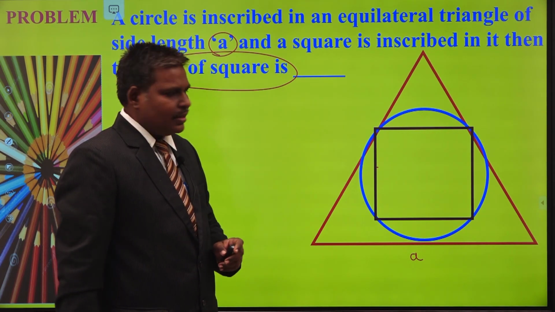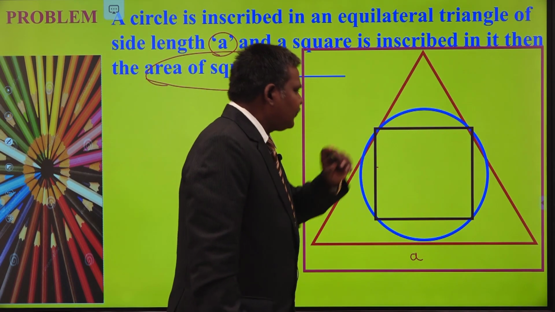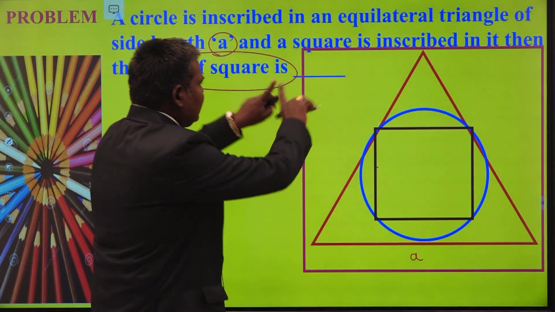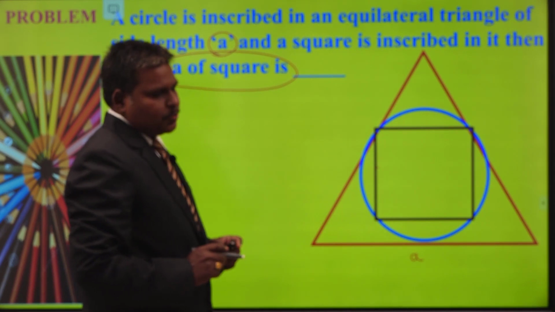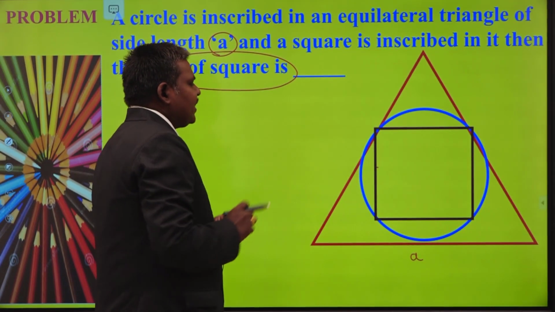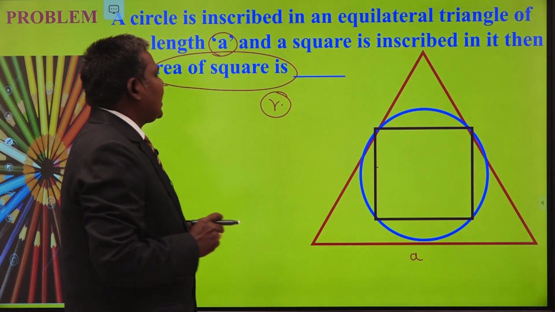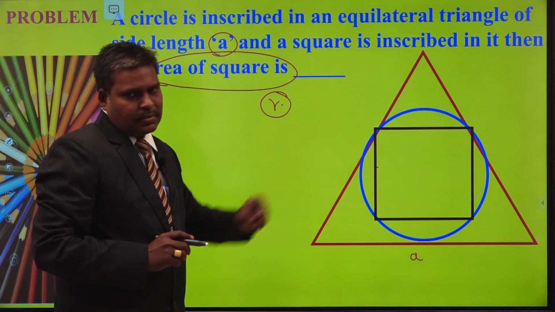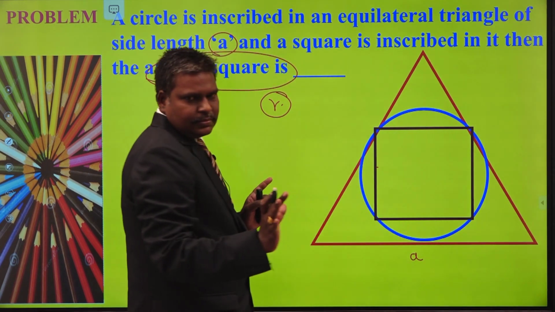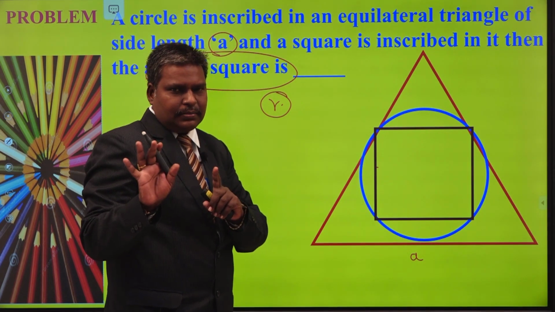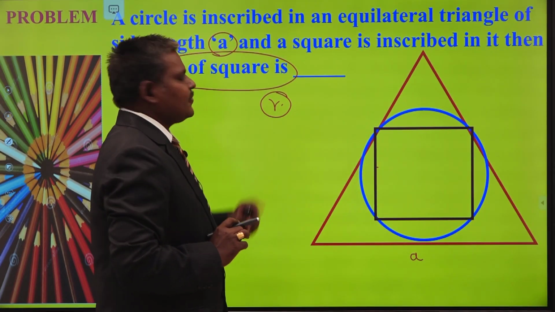Two conditions are given here. Now, what you have to find out here? You have to find out the area of this square. This is the diagram related to this question. How to start this problem? Now, let R be the radius of the required circle. Your aim is to find out the area of the square in terms of A. If you choose R, you have to eliminate R. Your answer must be in terms of A. That is your target.